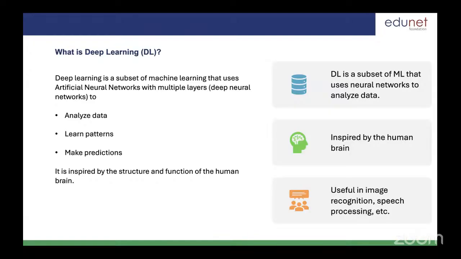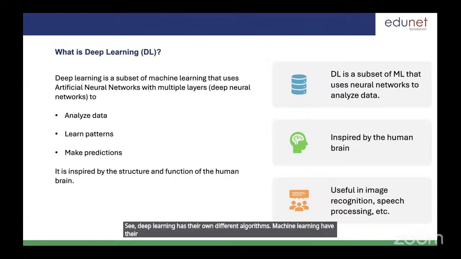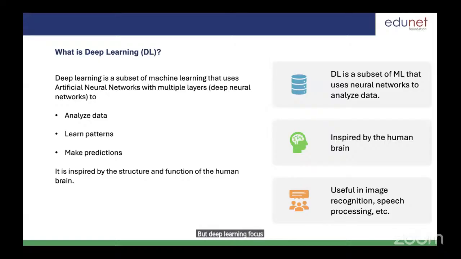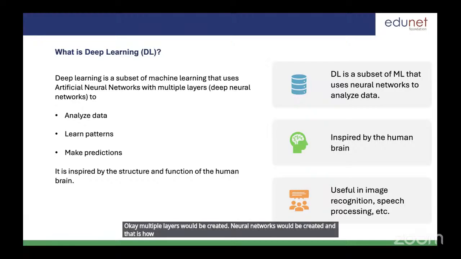What is the major difference in machine learning and deep learning? Okay, Asim is telling that it uses only ANN. See, deep learning has their own different algorithms. Machine learning has their own different algorithms. In machine learning, your machine will take the historical data, analyze it, and give the prediction. But deep learning focuses on the neurons. It depends on the neurons. Multiple layers would be created, neural networks would be created, and that is how things will be understood.